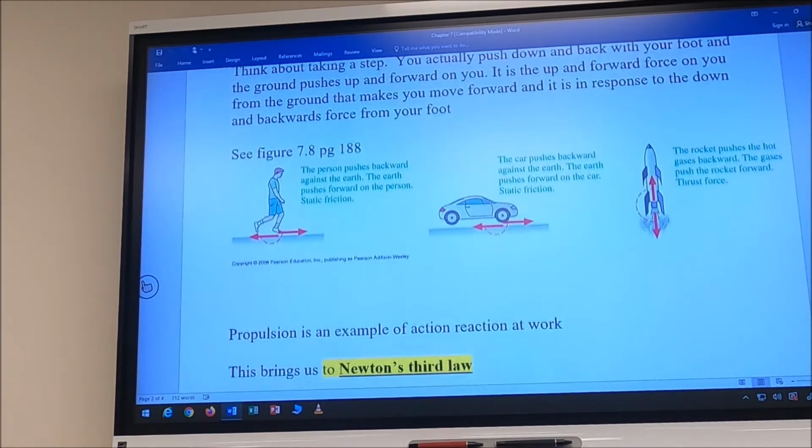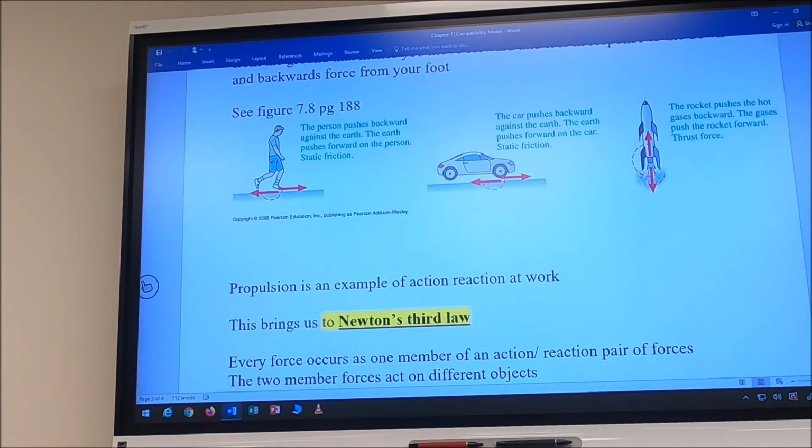But if you think about it, what you do is you push down and back with your foot. That backward push with your foot while you're walking pushes back on the ground, and then the ground or the earth pushes forward on you with a static frictional force. That's propulsion. Your car tires apply a force to the road going backwards, and then the road provides a static frictional force on your car moving forward. A rocket pushes hot gases out the back end, and then the gases push forward on the rocket. Thrust is a type of propulsion. So we're going to run into an example problem where we see propulsion.